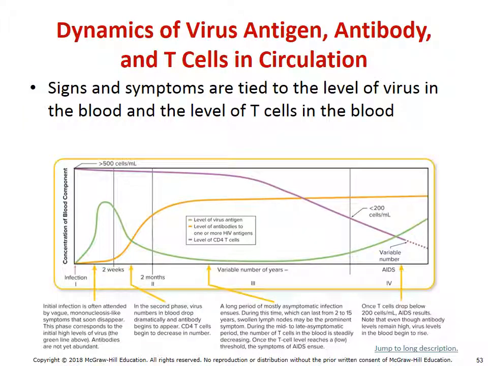So let's look exactly at how this is going to work. There are 3 lines that you should pay attention to. The first line is going to be the number of viral antigens. But if you recall, the antigens will be found on the virus. So this is really the number of viruses. The orange line is going to be the number of antibodies, which will help eliminate many viruses. And then the last line here is the CD4 T cell numbers.